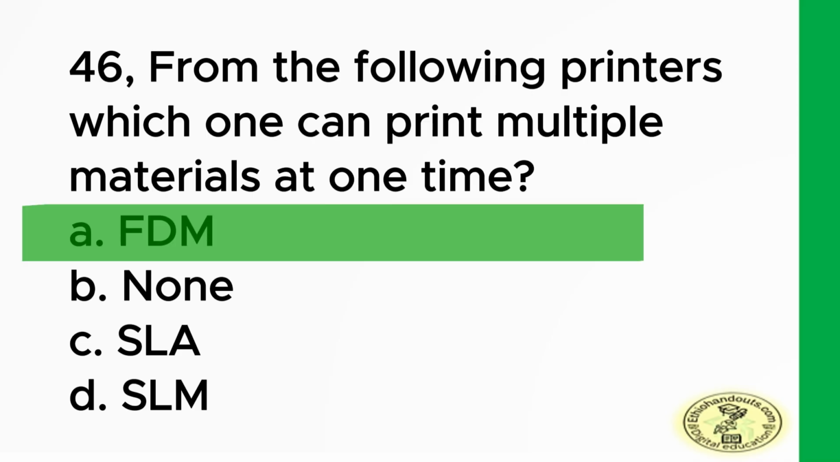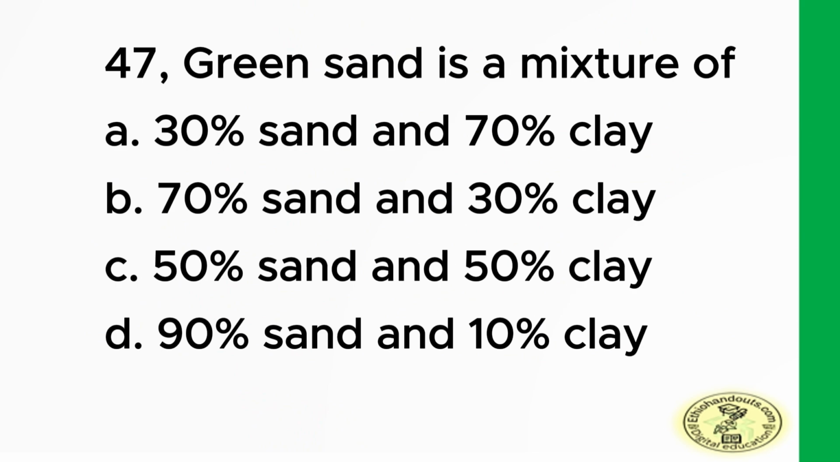The correct answer is A. 47. Green sand is a mixture of A. 30% sand and 70% clay. B. 70% sand and 30% clay. C. 50% sand and 50% clay. D. 90% sand and 10% clay.